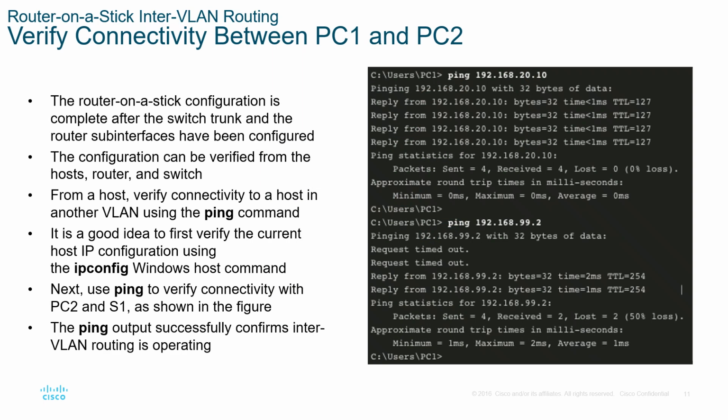Now, the router on a stick configuration is complete after the switch trunk and the router sub-interfaces have been configured. The configuration can be verified from the hosts, the router, and the switch. From a host, you're going to verify connectivity to a host in another VLAN using your ping command. It is a good idea to first verify the current host IP configuration using ipconfig on your Windows host. Next, use ping to verify connectivity with PC2 and switch 1 as shown in the figure. Everything should be successful because now it is acting just like a router with physical local area networks.